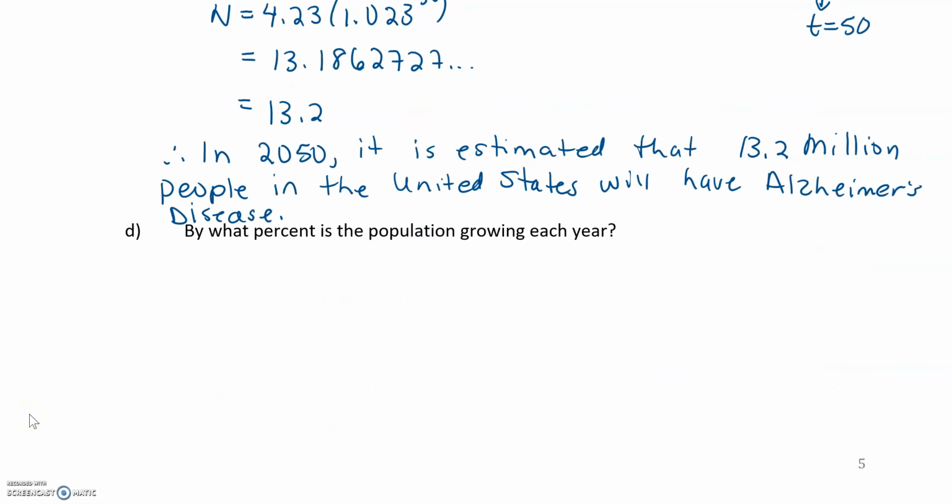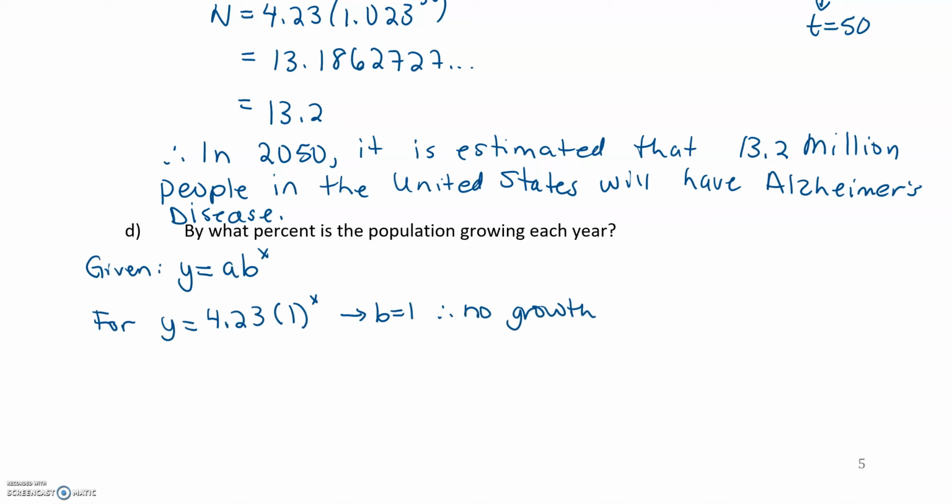Part D asks, by what percent is the population growing each year? To investigate this concept, we're going to refer back to our original equation for an exponential equation. If we look at y = 4.23 times 1^x, we see here that our b value is equal to 1. You can plug in any value of x that you like, and you will see that our value of y will always be equal. So when b is equal to 1, there is no growth.